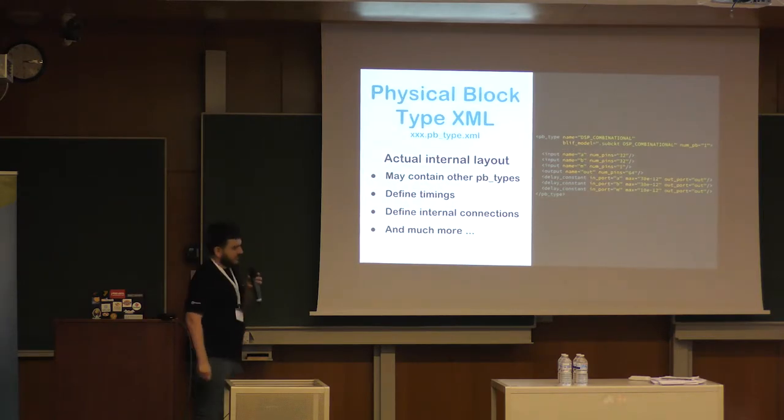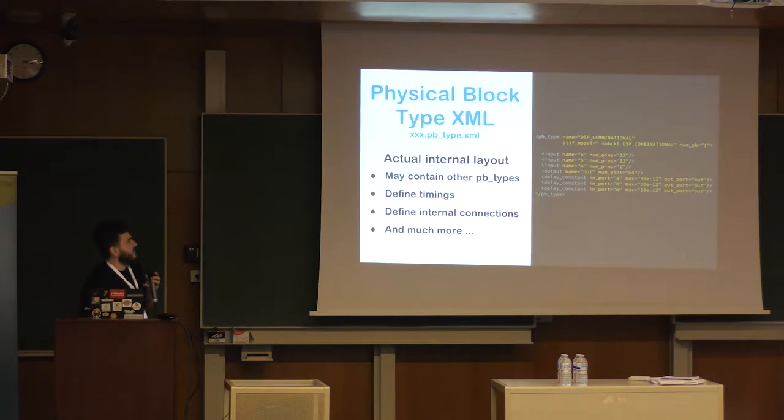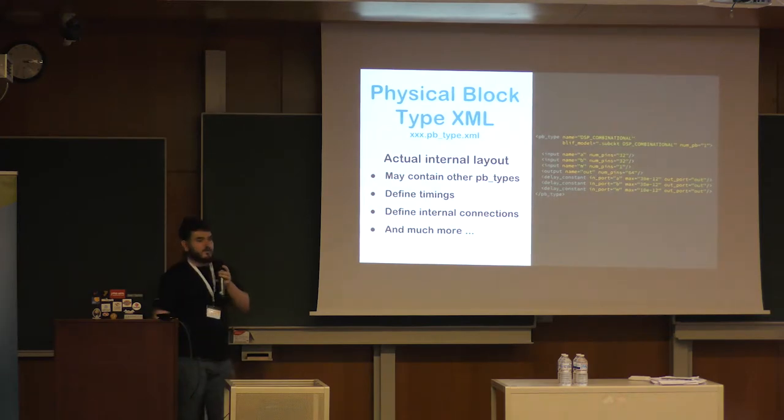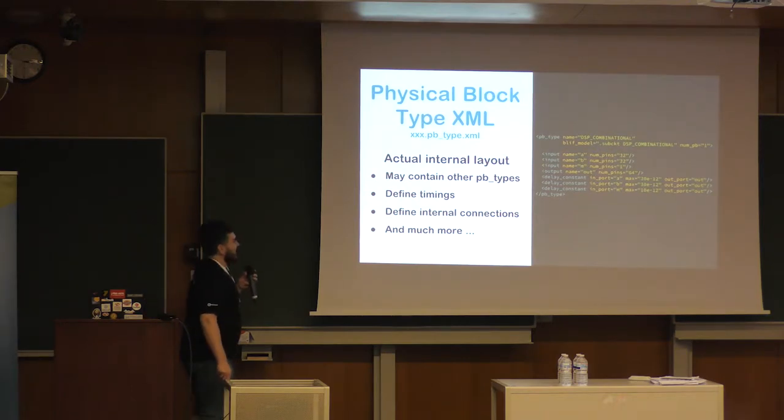The second type of files we will discuss today is the physical block type XML file, and that one is way more complicated than model XML. That one describes the actual architecture, the actual design of the FPGA. So it could be really, really complicated. One PB type may include other PB types, and so on and so on. It specifies the exact inputs and outputs, the width, it defines timings, it defines internal connections, and so on and so on. And those files can be really complicated.